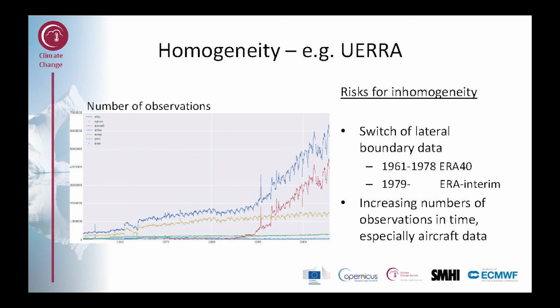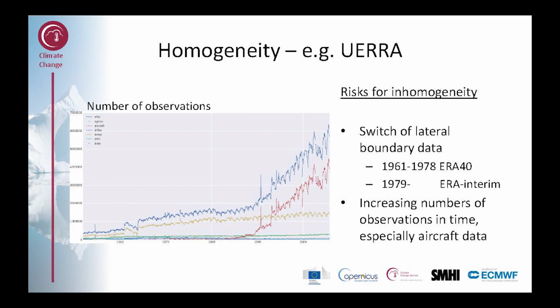And you can see that the number of observations is constantly increasing, especially from something like 1990 or 2000, where we get more and more aircraft observations, and those increase very rapidly by the end there. And that will, of course, influence the quality of the reanalysis. So it's not for certain that you have the same quality over all 60 years, because the number of observations increases.